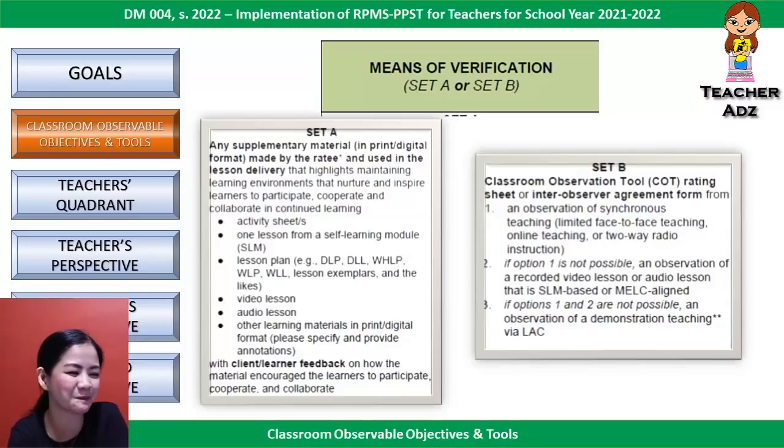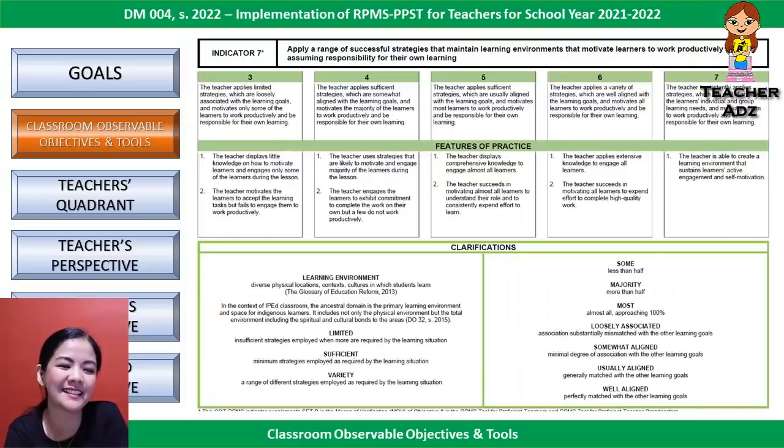Okay po? Alright. Next. For indicator 7, which is apply a range of successful strategies that maintain learning environments that motivate learners to work productively by assuming responsibility for their own learning. Katulad rin po ito ng indicator 6. So, kung mahihirapan po kayo, huwag po nating ipilit. So, tignan lang po natin kung alin yung gusto nating ipasa.